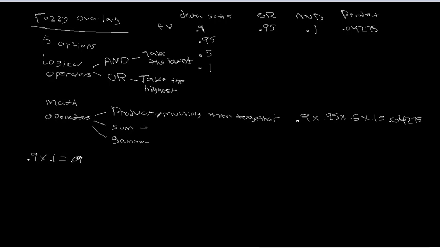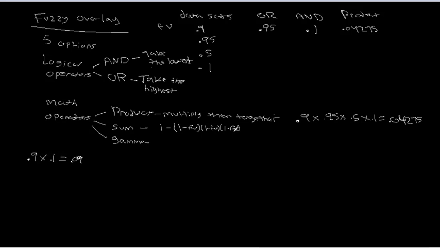Right. Next we have sum. So sum does not mean add them together. Sum actually means 1 minus the fuzzy value, times 1 minus the fuzzy value, times 1 minus the fuzzy value, for as many layers as you have. Okay? And so this can be a little bit confusing.